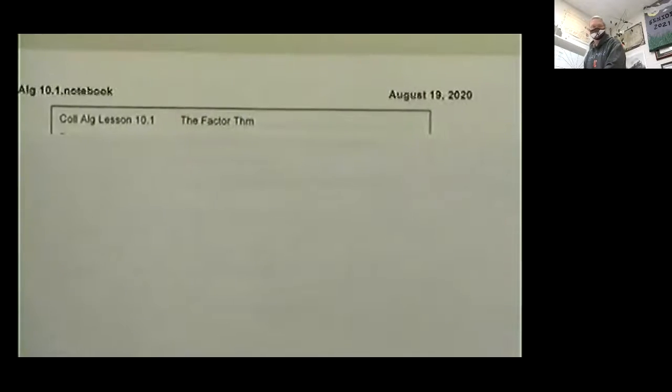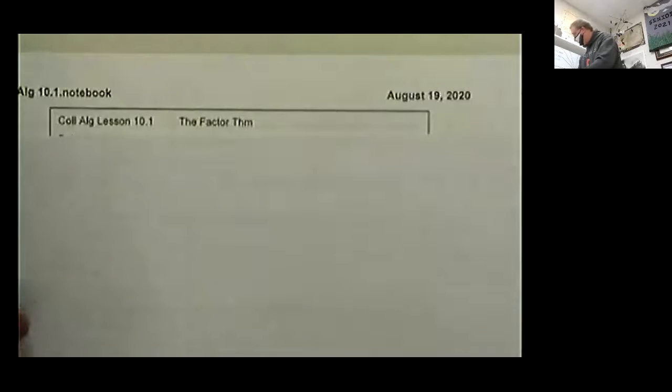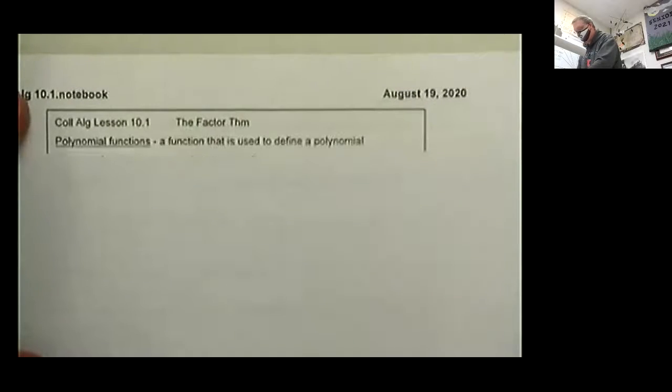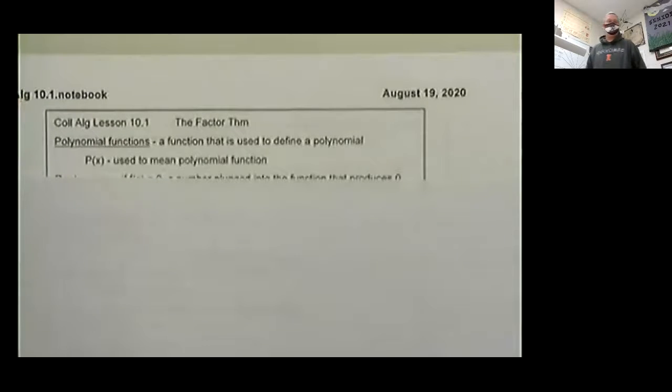All right, so we're looking at how to break down bigger polynomials. To do that, we're going to use the factor theorem. So we're going to explore a little bit how this factor theorem works, and then we're going to define it. Again, what are we trying to do? We're trying to break down a bigger polynomial. So a polynomial function is a function that is used to define a polynomial. We're going to use the notation p of x to mean a generic polynomial. Could be a quadratic, could be a cubic, quartic, quintic, just any polynomial.